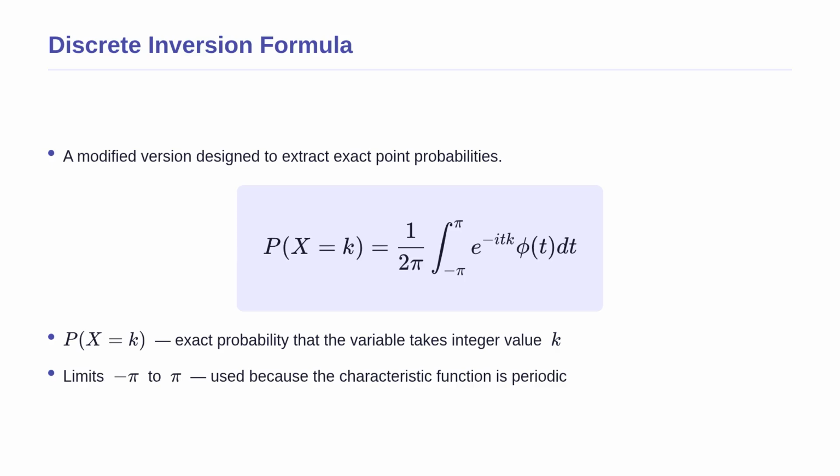To handle these jumping, discrete values, the inversion theorem has a special modified version. Here is the discrete inversion formula. On the left, the probability that X equals k is the exact probability mass we want to extract for a specific integer outcome. Notice that the limits of integration have changed from infinity to just negative pi to positive pi.